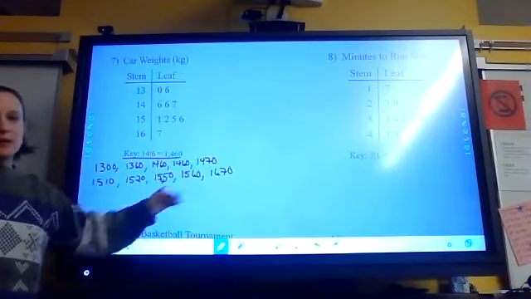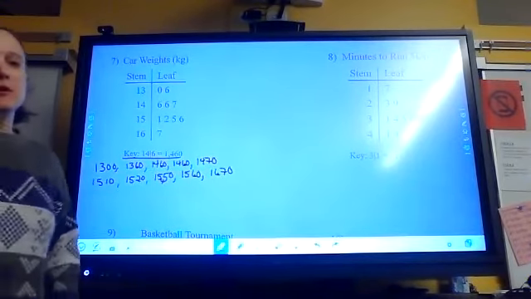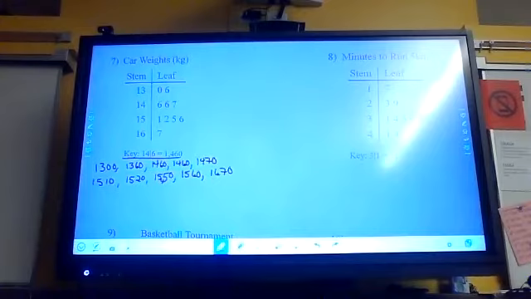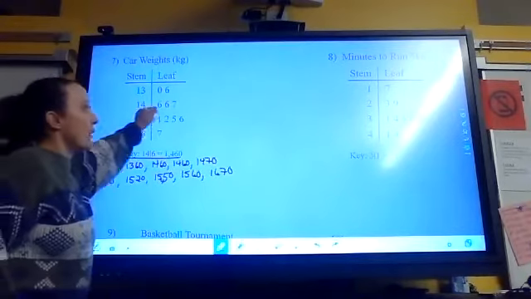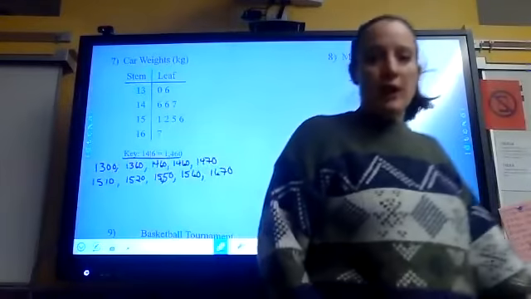Now that you have your data set, pause the video here and see if you can find the median, mean, and range for both of these stem and leaf plots: car weights and minutes to run a 5K.